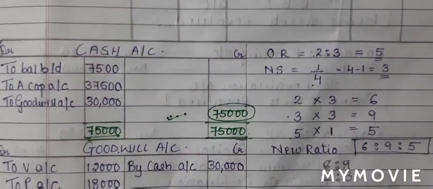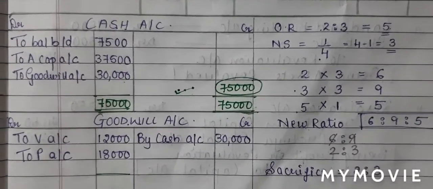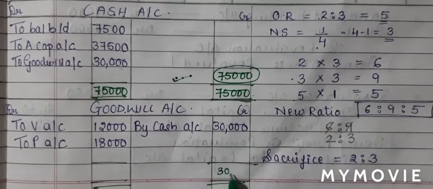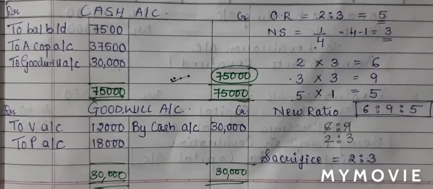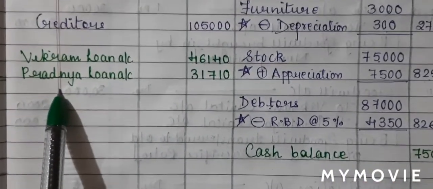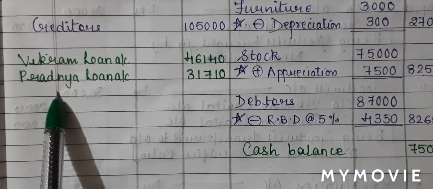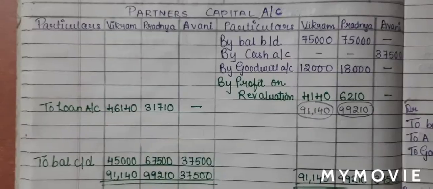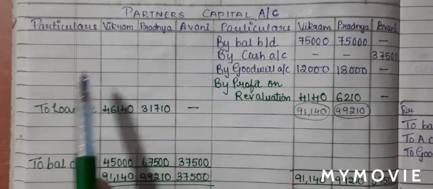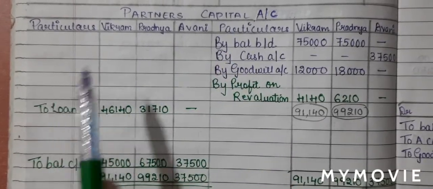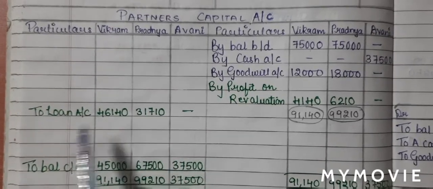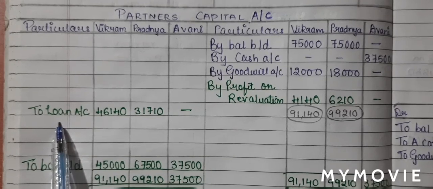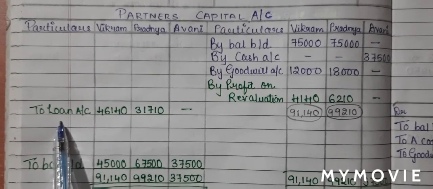And now we will check our goodwill account. You see the goodwill account is already tallied. It's 30,000 on both the side, which means it will not appear in our balance sheet. Now students, what is left is to pass the journal entry for this. So let's pass the journal entry for our loan account. So if you see partners capital is on the debit side, so my entry will be Vikram capital account debit, Pradnya capital account debit to loan account.